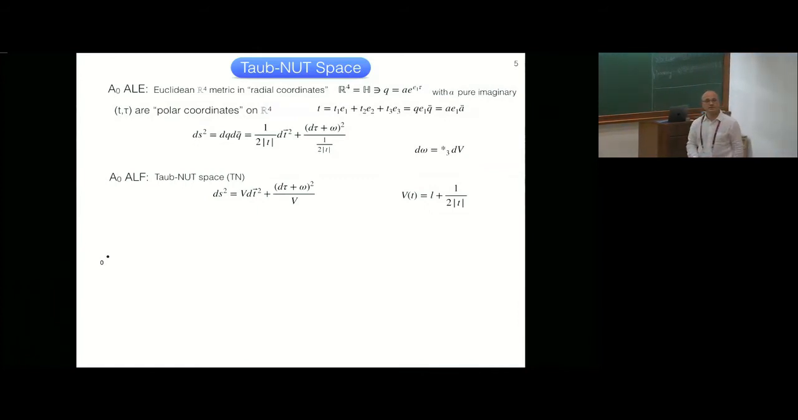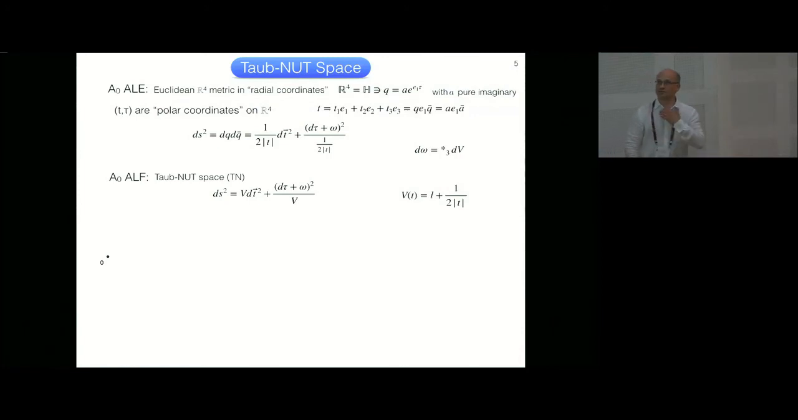Yes? This V will be 1 over 2t, yes. So if you modify this just a little bit, if you indeed call this V, and if you add a constant to it, which I'll call L, then you get a new metric, and this metric is called Taub-NUT. So it is a slight deformation of R4.